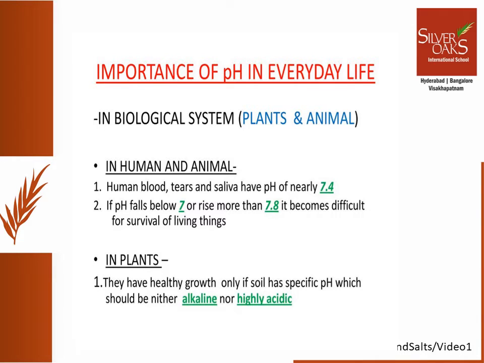We also observe that for plants, their healthy growth depends on the specific pH of the soil. Soil should neither be alkaline nor highly acidic. If the soil becomes acidic, the farmer uses calcium oxide or calcium carbonate to convert it into basic pH.